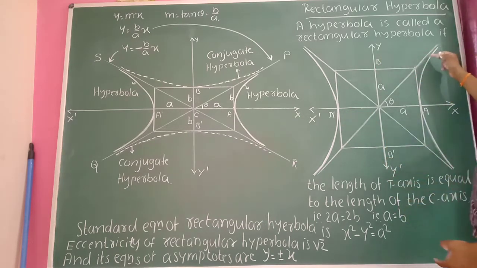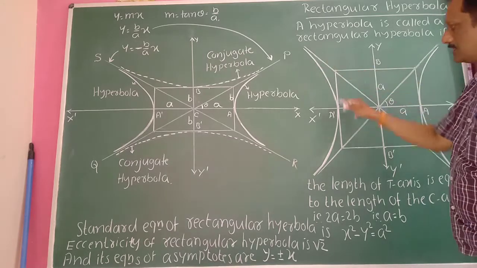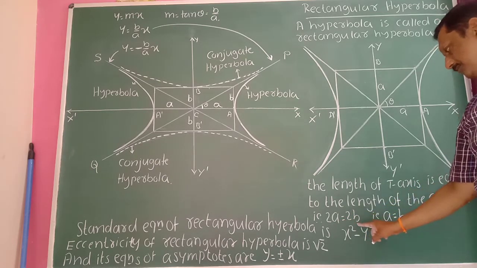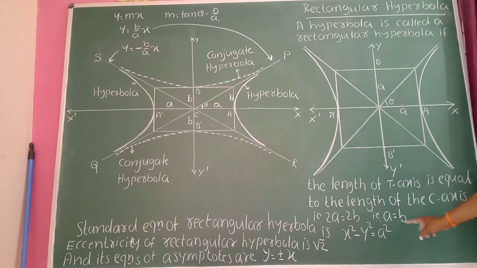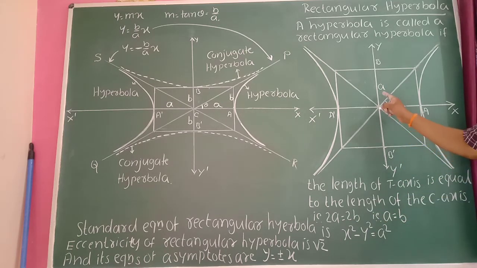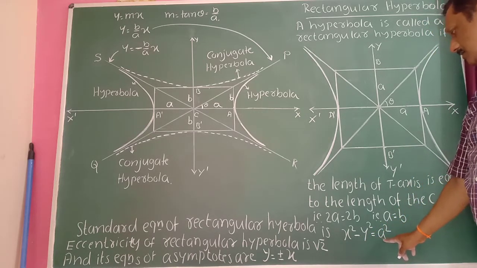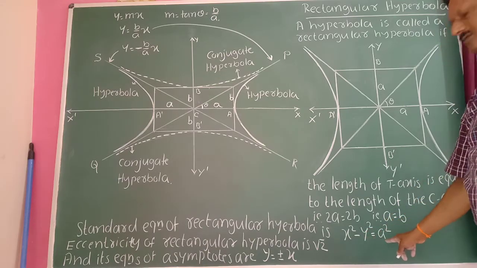In this case, this curve as well as this curve together is called a rectangular hyperbola. Okay, here 2a is equal to 2b, or a is equal to b. Yes, this hyperbola is called a rectangular hyperbola. And the standard equation of this rectangular hyperbola is x square minus y square is equal to a square.